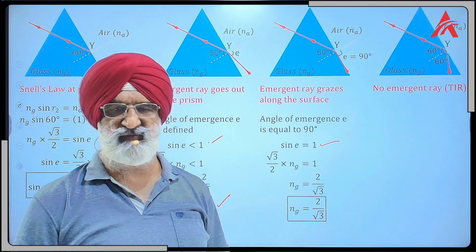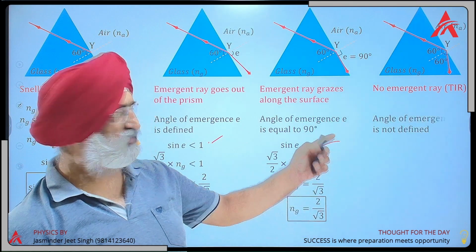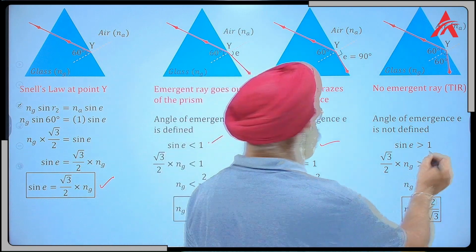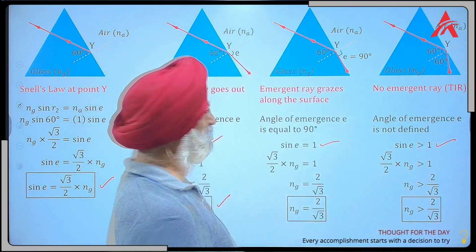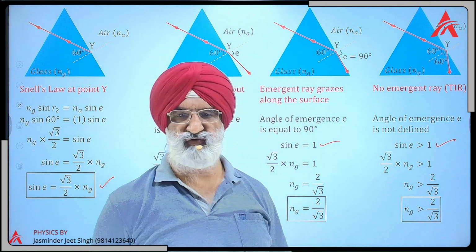Then we have the third condition, that there will be no emergent ray. The light will be reflected back. There will be total internal reflection. We say that the angle of emergence is not defined, and in this case sin e will have a value which is more than 1, and if you put the value for sin e, we will be getting refractive index of glass is more than 2 upon root 3.